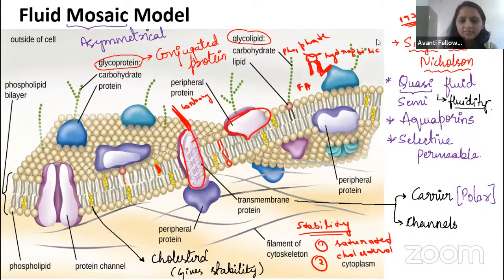Remember always, whenever they ask about hormones in chemical coordination, if the hormone is water soluble, can it pass through the plasma membrane? No, that requires a receptor protein, right? The receptor protein is nothing but the integral protein. Fine.